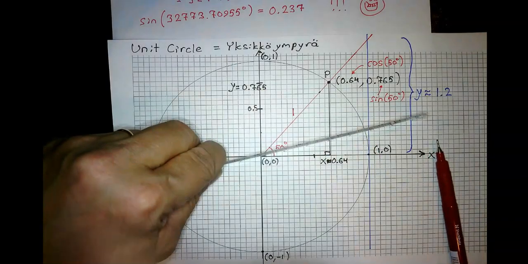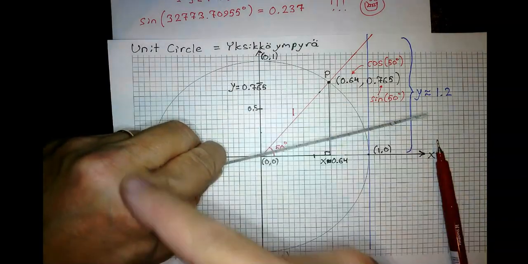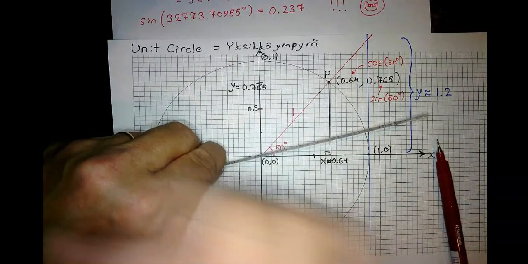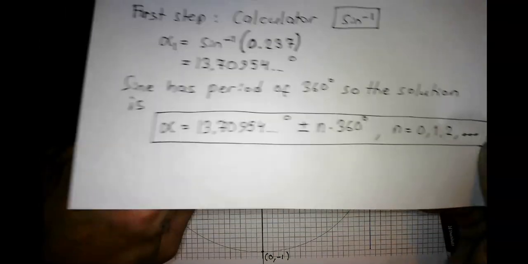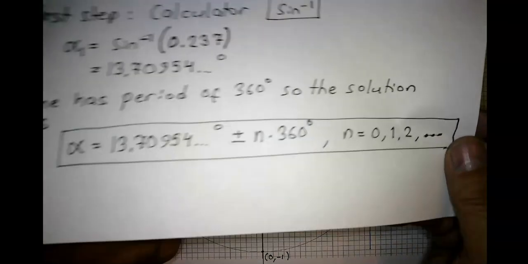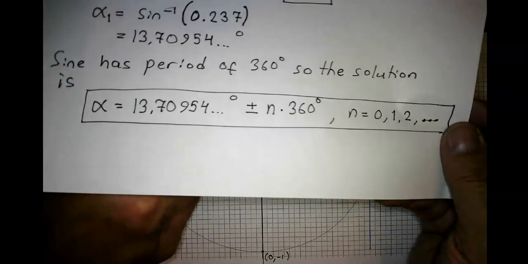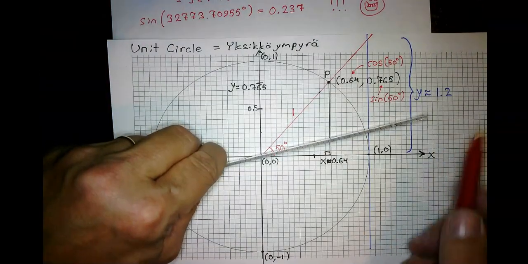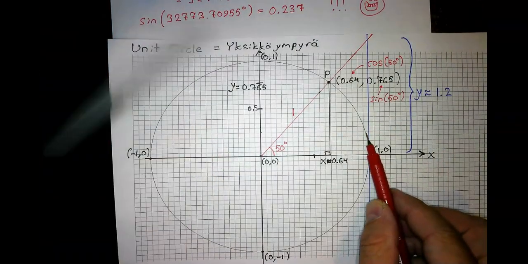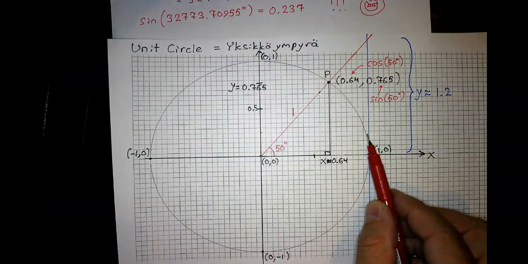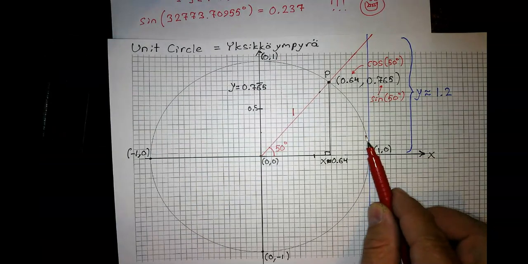But is this actually the only solution? Of course, we have this period here, 360 degrees. We have taken that into account. I made that here. But is this all? Are there other solutions also? Are there other points in the circle which have the y coordinate the same as this point here?